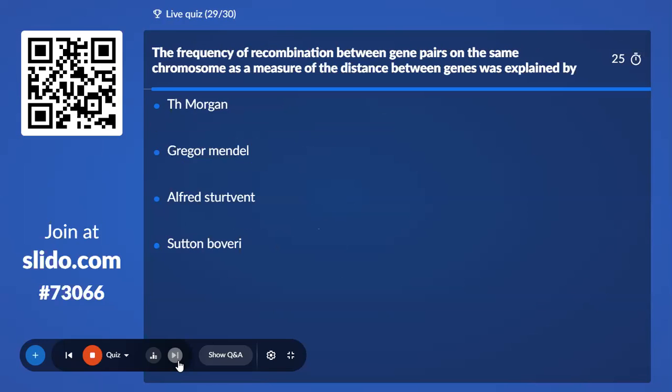The frequency of recombination between gene pairs on the same chromosome as a measure of distance between genes was explained by Morgan, Gregor Mendel, Alfred Sturtevant, Sutton Boveri.